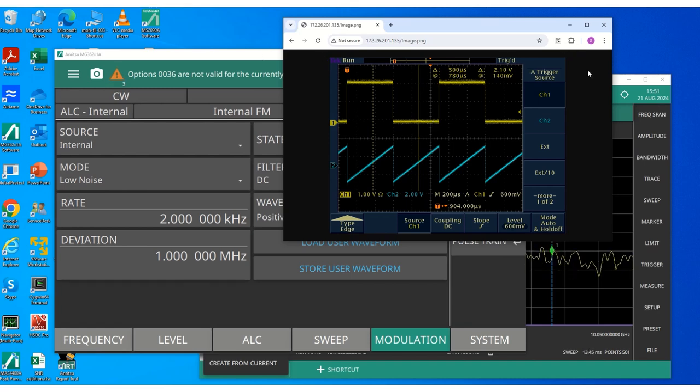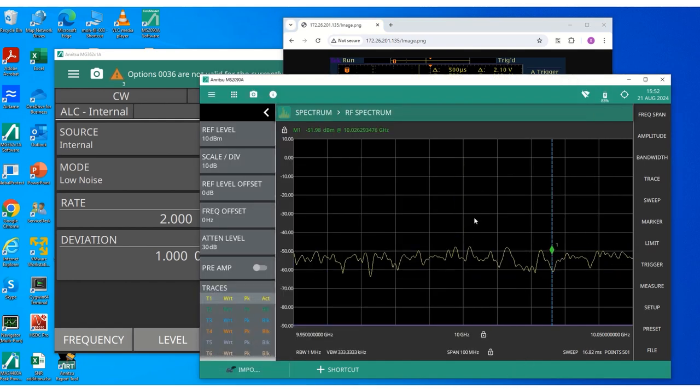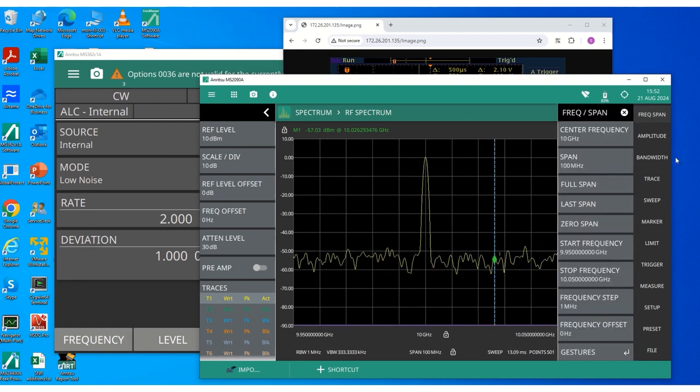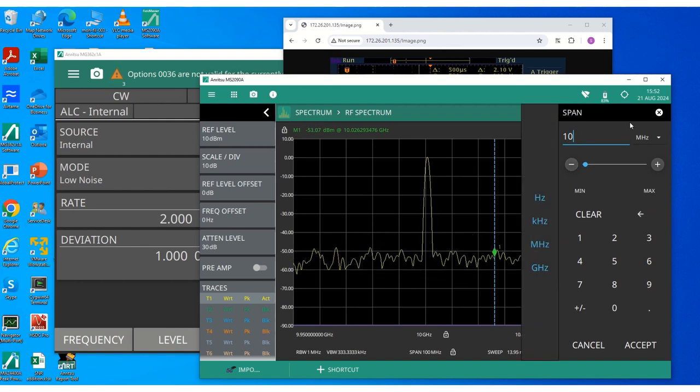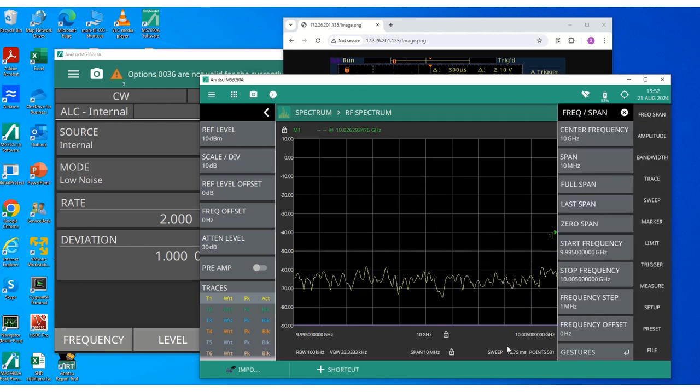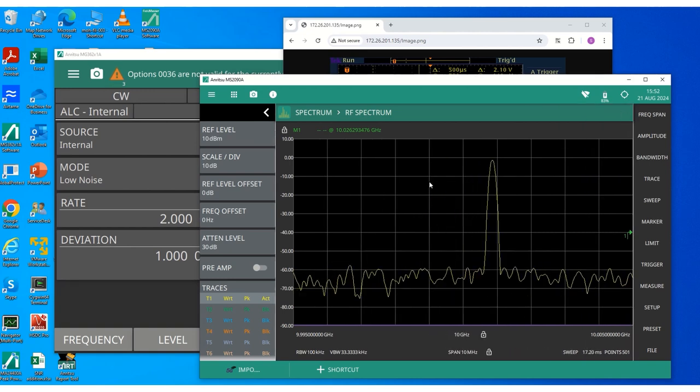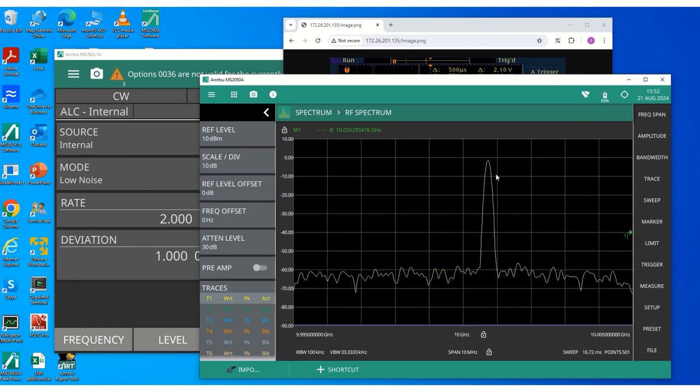Now let's see whether we see that FM modulation happening on the spectrum analyzer, the MS-2090. And there you see the FM modulation. Let's adjust the span. Right now the span is too large because our deviation, remember our deviation is 1 megahertz. So in order to see this, we are going to reduce the span to 10 megahertz, and there you go. You can see more clearly now the swing of the FM modulated signal, right?